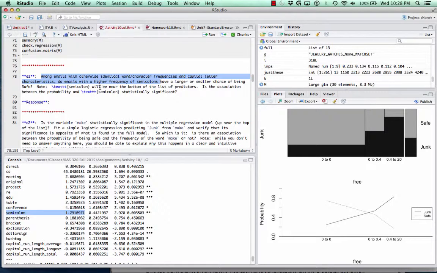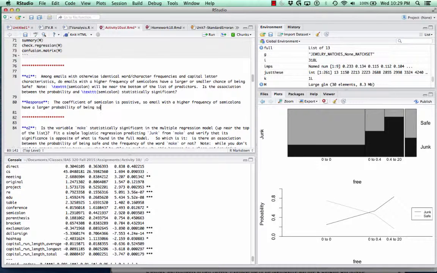So, all right, what does the model say? Well, the model has a coefficient for semicolon that's positive, implying that the probability of the level of interest is higher for emails with larger values of semicolon. So, in a sense, what we see is that emails with higher frequencies of semicolons do have a larger chance of being safe. So, the coefficient of semicolon is positive. So, emails with a higher frequency of semicolons have a larger probability of being safe, at least according to the regression model.